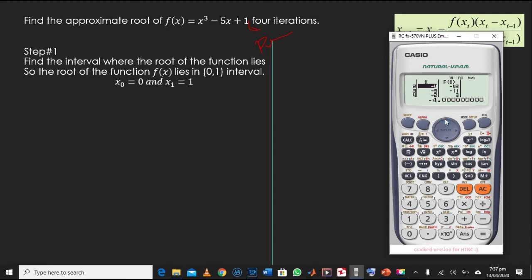At x is equal to minus 4, the function is minus 43. At x is equal to minus 3, the function is minus 11. At x is equal to minus 2, the function is 3.